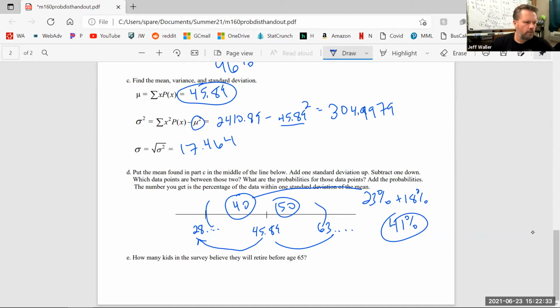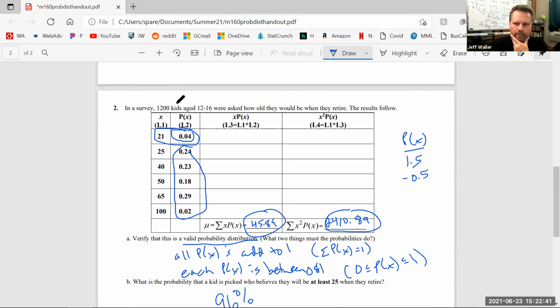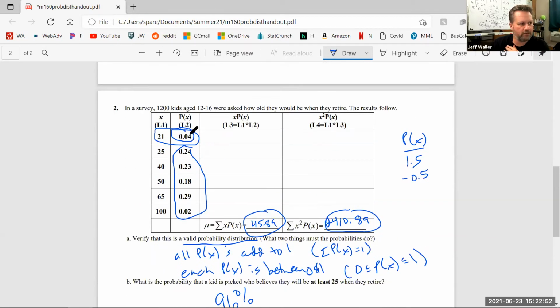Okay. Now this one's a little bit weird. It's like a two-step process. We know there's 1,200 total kids. If we just knew the percentage that thought they would retire before age 65, this would be easy. But we do know the percentage. What percentage think they'll retire before 65? 29. No, that's the percentage that think they'll retire at 65.